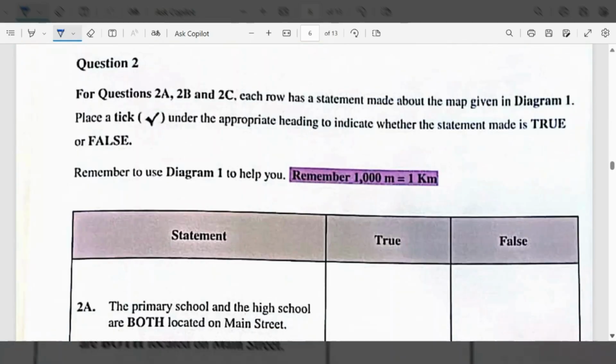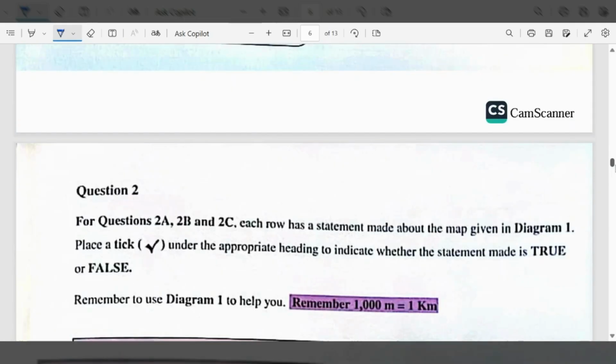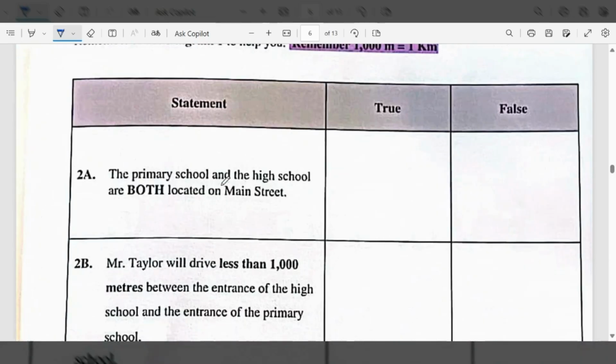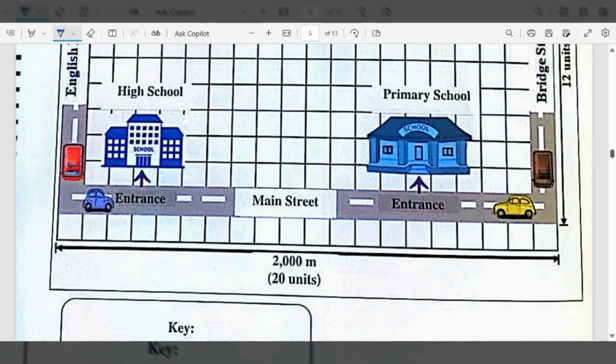Let's look at question 2. For question 2A, B, and C, each row has a statement made about the map given in diagram 1. Place a tick under the appropriate heading to indicate whether the statement made is true or false. Remember to use the diagram to help you, and remember 1,000 meters is 1 kilometer. Both the primary school and the high school are located on Main Street. Let's look. This is Main Street, and that's correct. Both of them are located on Main Street, so that's true.